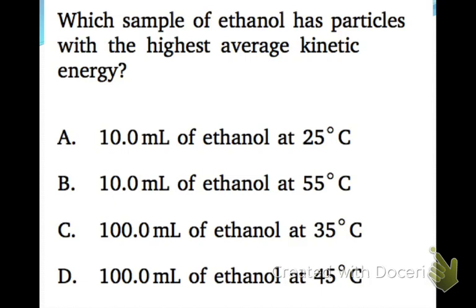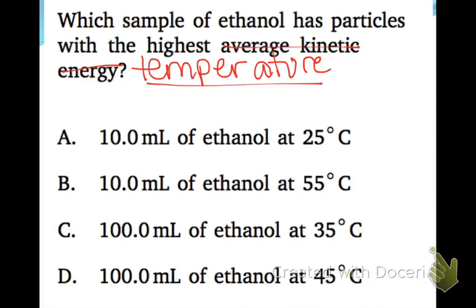The next question: which sample of ethanol has particles with the highest average kinetic energy? Key in on average kinetic energy. Whenever you see that phrase, you can cross it off and write temperature instead. And I want you to do this on your multiple choice questions too. So instead, reread this: which sample of ethanol has particles with the highest temperature?